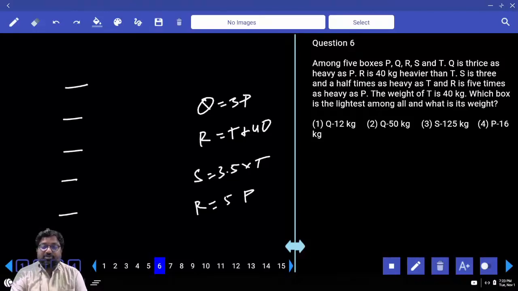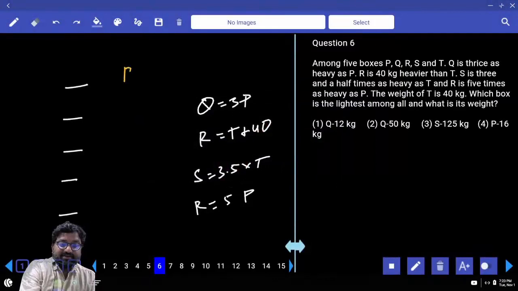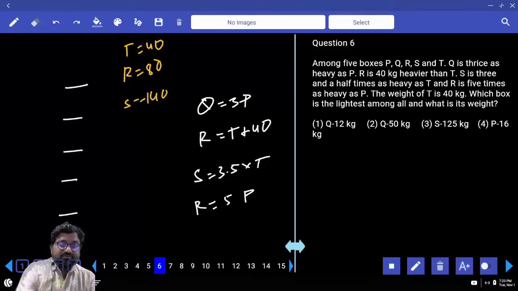The weight of T is how much? The weight of T is 40 kgs. Now I can clearly write R equals how much? 80. T equals 40. S equals 3.5 into T. 40 into 3 is 120, 0.5 is 20. So S equals 140. Right? Now next is what?